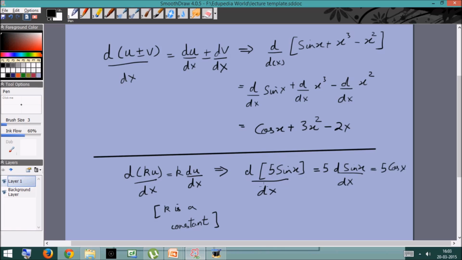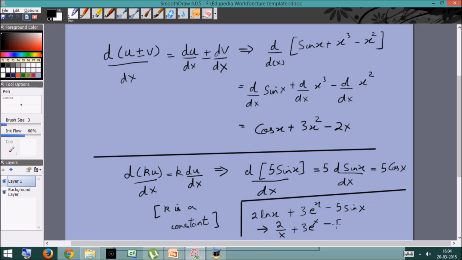And just by using these two rules, we can calculate the derivatives of a much wider range of functions now. I could give you 2 ln x plus 3 e to the power x minus 5 sine x. So if you go back to the previous slide, you can reference the derivatives and see that the derivative will be 2 by x plus 3 e to the power x. The derivative of ln x is 1 by x. The derivative of e to the power ax is a e to the power ax, and a in this case is 1, minus 5 cos x.